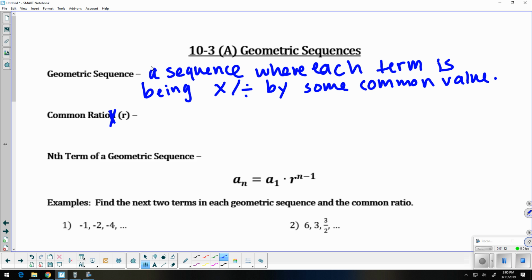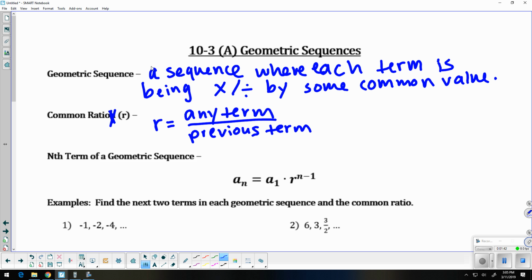So a ratio, again, is really just a fraction. I'll give you an example as to what I mean by that. How you're going to find R, the actual number that you're multiplying by, is sometimes kind of hard to tell just by looking at a sequence. So what you want to do is take any term out of the sequence that you do know, and divide it by its previous term. Whatever term comes right before it in the sequence, that's how you find R.